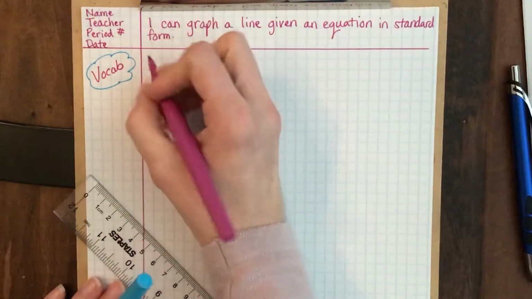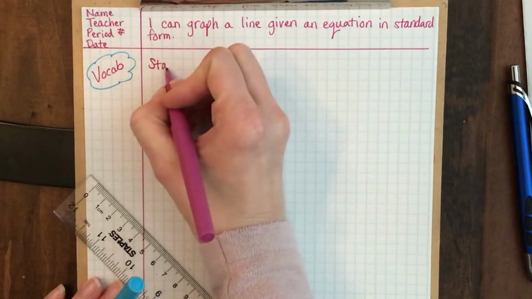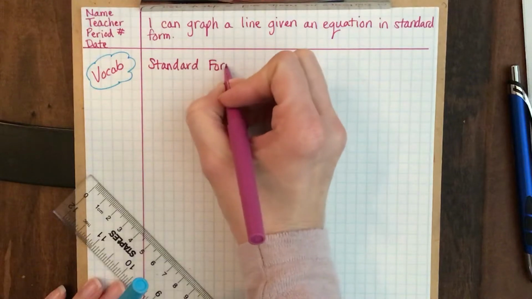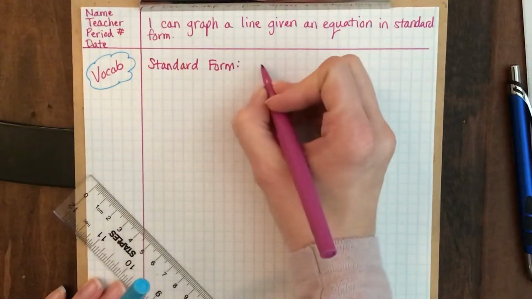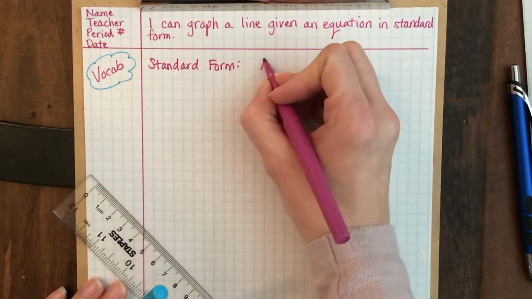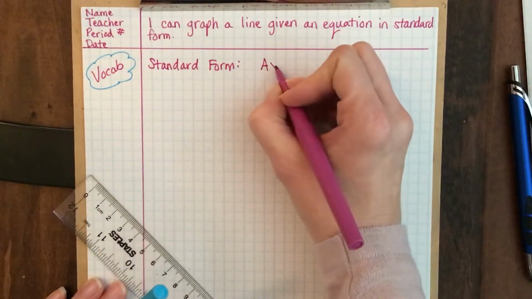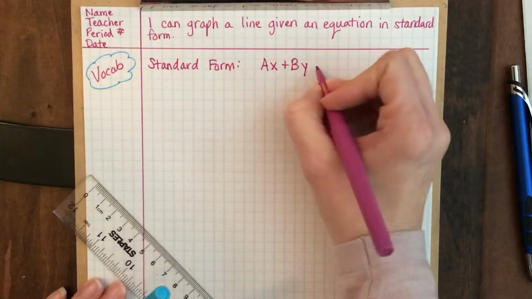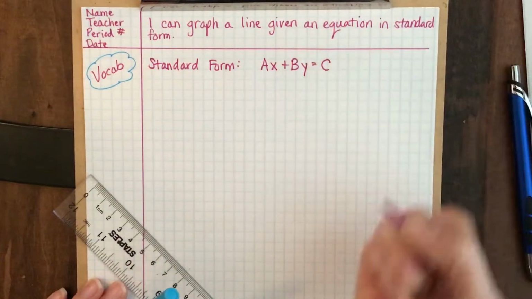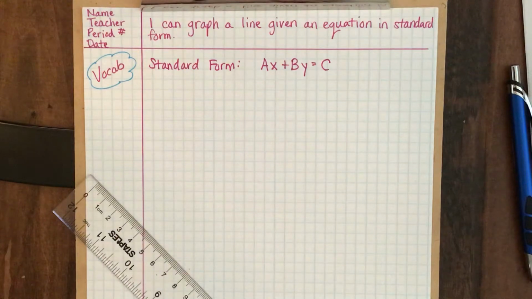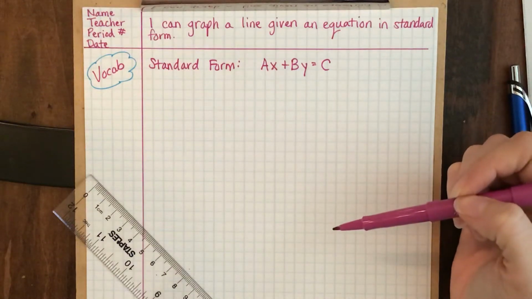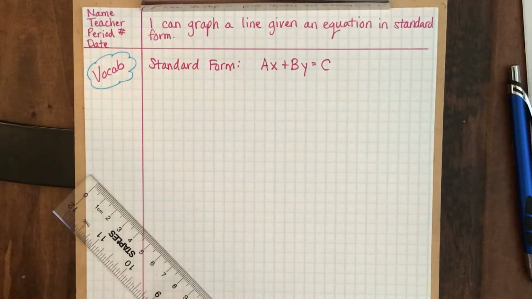All right, standard form is an equation, and it looks like this. You have some coefficient times x plus some coefficient times y is equal to some constant. And what we're going to do is look at equations in this form, find the x-intercept and the y-intercept, and graph them. So let's look at an example.